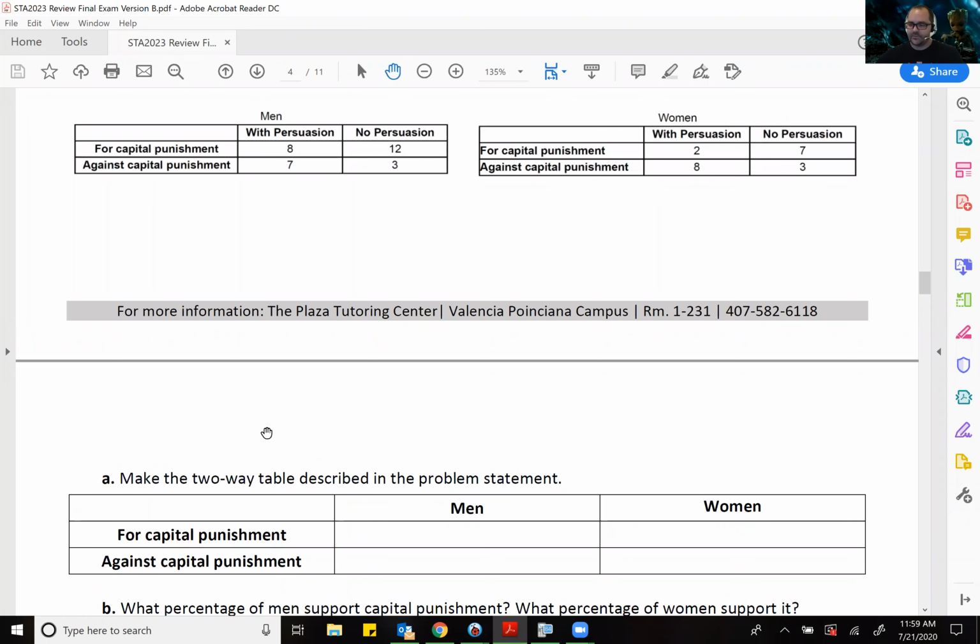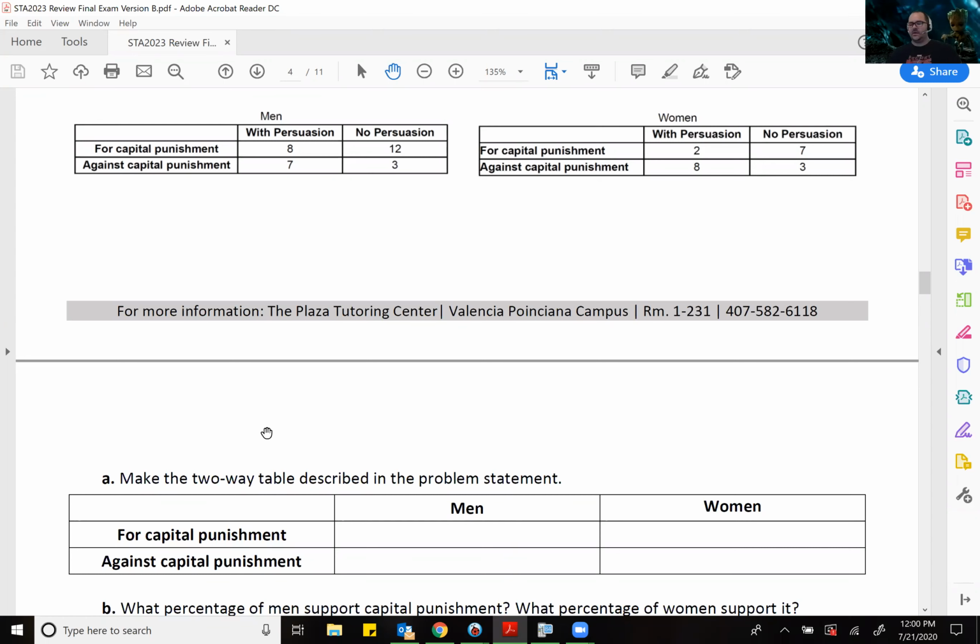So the first thing they want us to do, take that information up there and make it into a table. All right, so for CP, as in capital punishment, against CP, as in capital punishment, I'm kind of making my own little table here. Men, women.